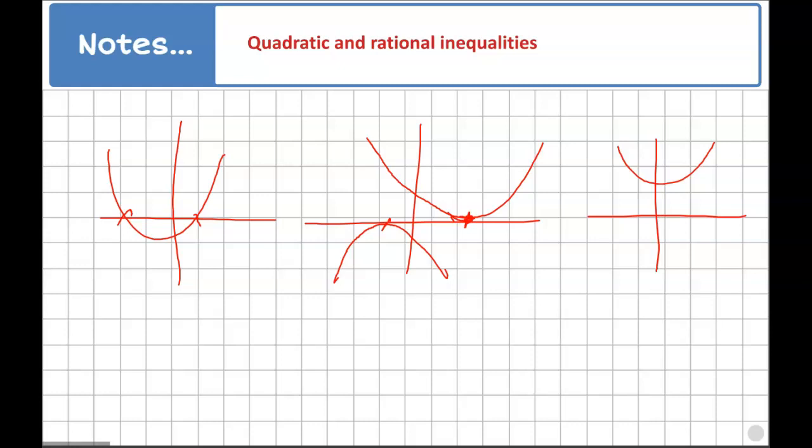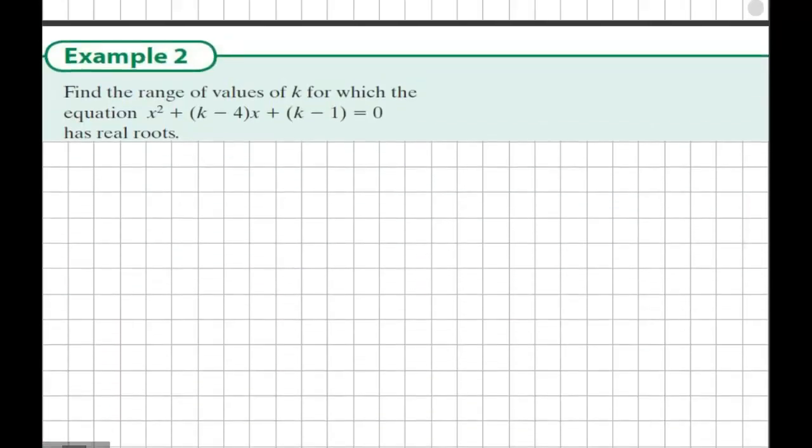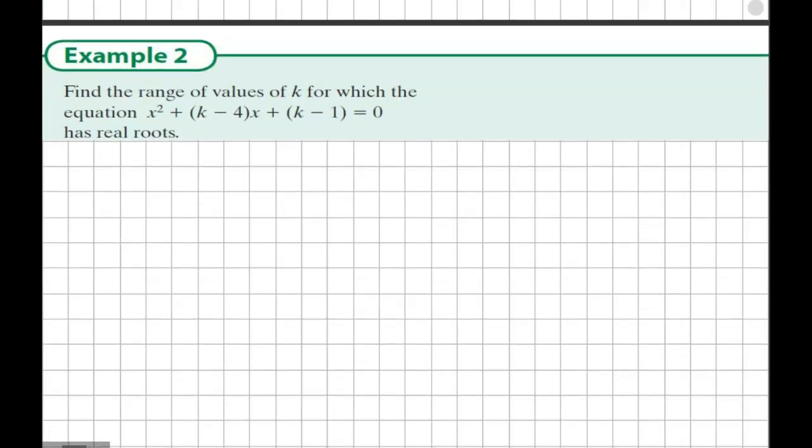And you remember the discriminant. For any quadratic of the form ax squared plus bx plus c equal to 0, the discriminant is b squared minus 4ac. If it is greater than 0, then you have two real roots. If b squared minus 4ac is equal to 0, you have one real root. And if b squared minus 4ac is negative, then you have no real roots. So we can apply that idea with question 6 onwards.